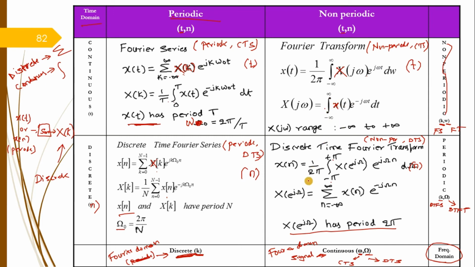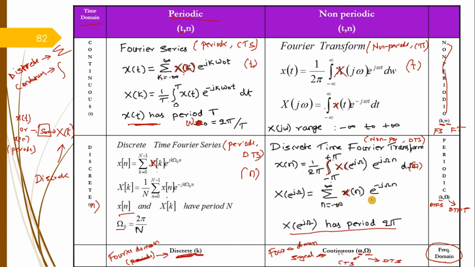Okay, and coming to discrete time Fourier transform. Integration is applied for the frequency component. Why? Because the frequency component is continuous. X of e raised to j omega is continuous. And for the discrete time domain signal, hence summation is used. X of n, summation is used.